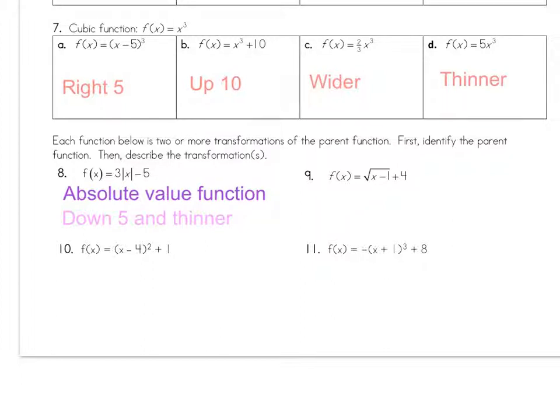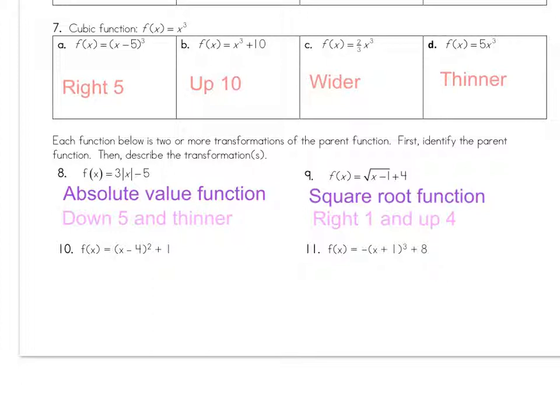Looking at number 9, what function do you see? I see a square root, so yes, this is a square root function. And how do you think this is changing? Well, it looks like we have a -1 inside the function and a +4 outside the function. So if you're guessing that the function moved up 4 and to the right 1, you are correct. And the order doesn't matter. I wrote right 1 and up 4, but you could have written up 4 and right 1, and it still is correct.